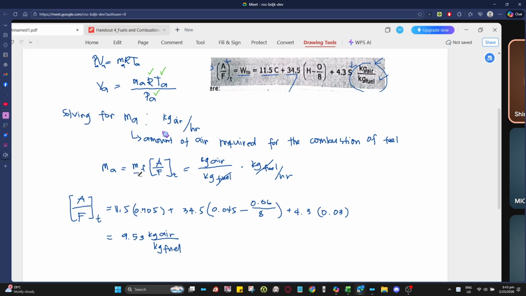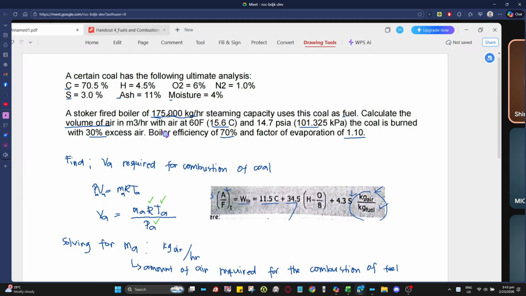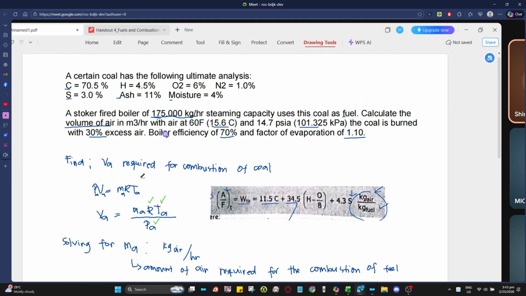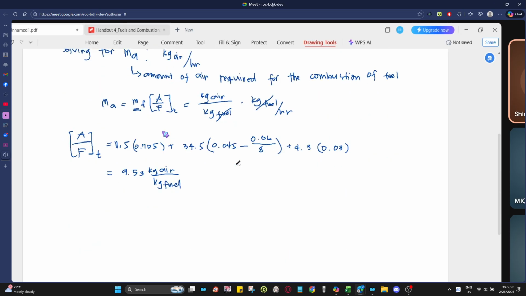Okay, now we have to find for the mass of coal, kaning MF, mass of coal burned per hour to produce the amount of steam, no, 175,000 kilogram per hour. Again, kani siyang MF is the mass of coal burned per hour para ma-produce ni siyang 175,000 kilogram per hour nga steam, no? So how are we going to solve that?